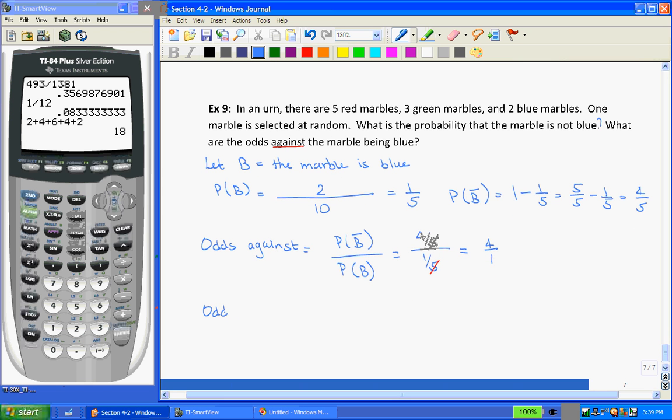So I would say the odds against getting a blue marble, I can write that as 4/1. So I'm more likely to get something of another color than to get a blue marble. And if I wanted to do odds for, I would just flip that whole ratio and it would be 1/4. So I hope you realize the difference between odds versus probabilities, because they're very easy to mix up. Maybe next time when you hear that, you'll know the difference.